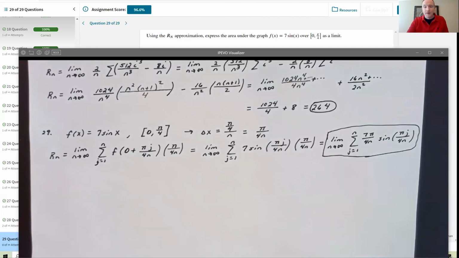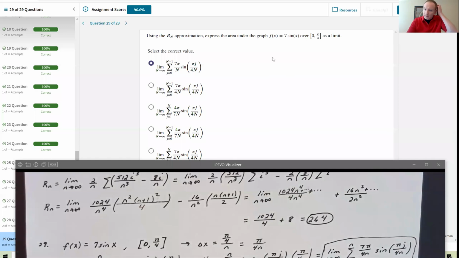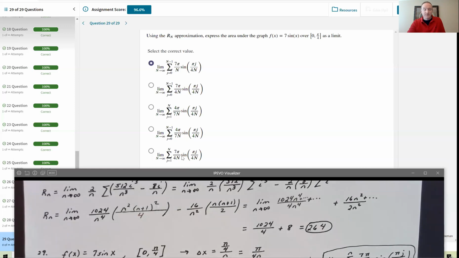So now it's just a matter of matching that with one of their multiple choice selections. Please do remember, right-hand rules always start at 1 and they go to n. A lot of these values, like the one I currently have selected, there's no way that's the right answer. That's a left-hand rule, so I don't want it to go to n minus 1. The first two automatically cannot be. Could be the third one, but actually it can't be because notice it has the wrong fraction in front. It has to be 7 pi over 4n. So it's not the first three, it's not the fourth one, it has to be the fifth one. It goes from 1 to n of 7 pi over 4n, sine of pi j over 4n.